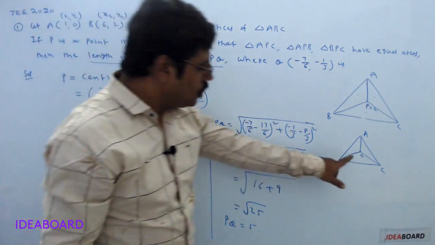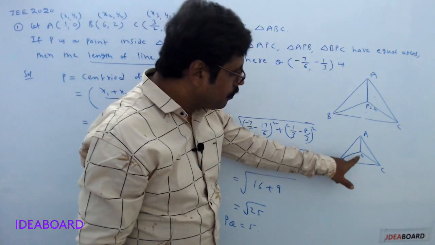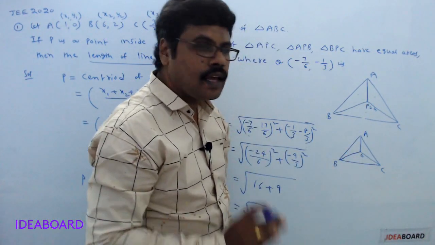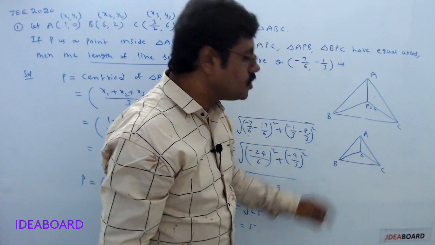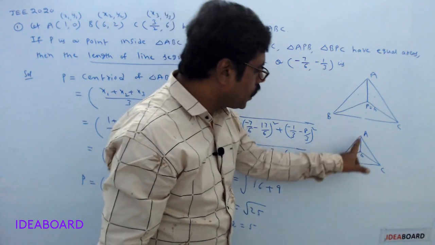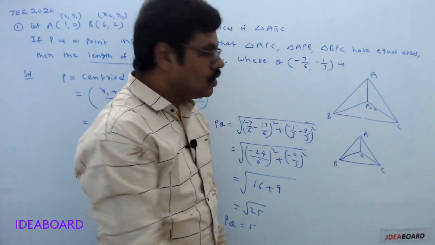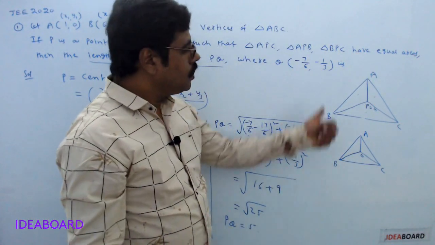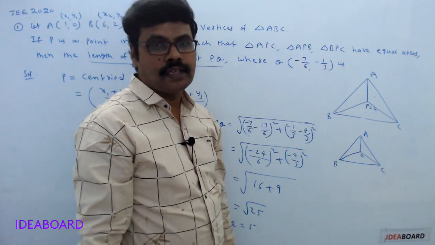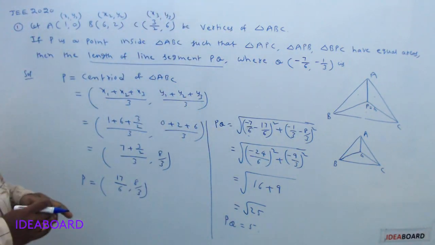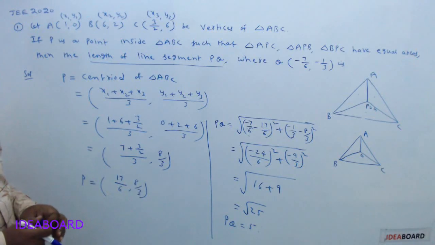If you know this property, that if G is the centroid of triangle ABC, then area of triangle AGB equals area of triangle AGC equals area of triangle BGC, you can solve this problem very easily. This problem was given in the 2020 JEE exam.